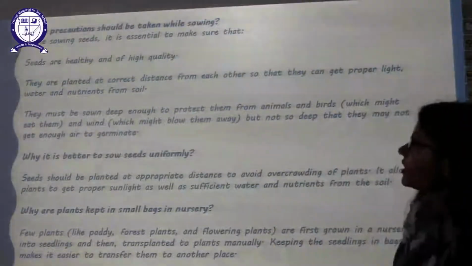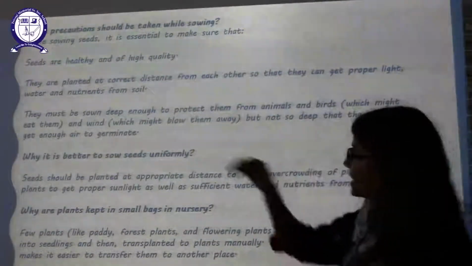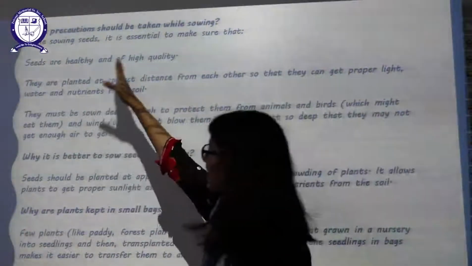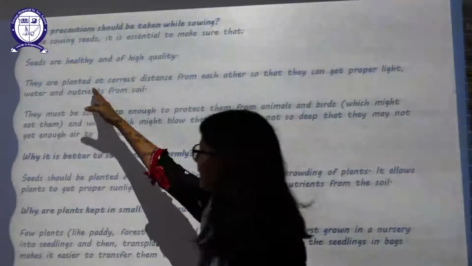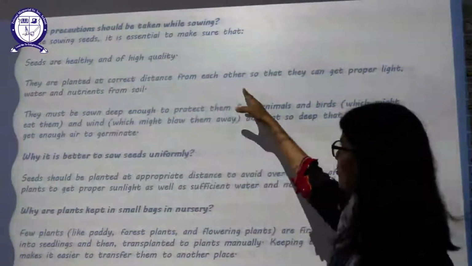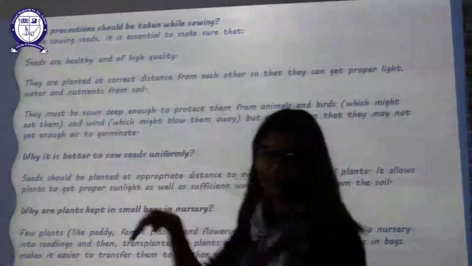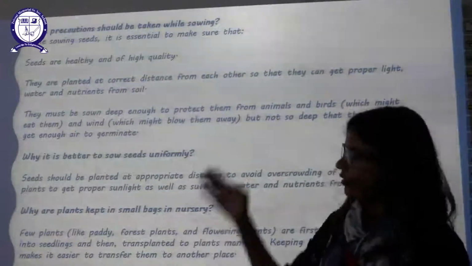Now, what precautions should we take while sowing? Firstly, while sowing it is essential to make sure that your seeds are healthy and of high quality. Next, they are planted at a correct distance from each other so that they can get proper light, water, and nutrients. As we have discussed, we need to maintain a distance for this purpose.